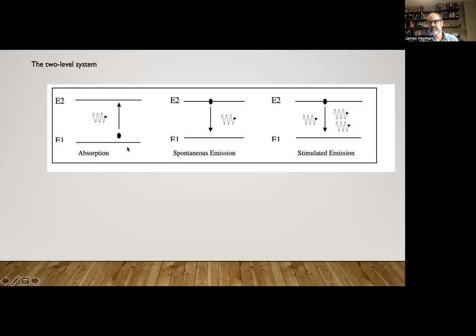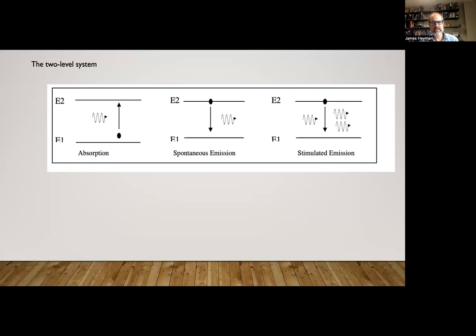Here's another way to look at these. We have our lower level and our upper level. We can make transitions between them through absorption, where the atom is excited from the lower state to the upper state by absorbing a photon. There's spontaneous emission, where the atom drops back down to the lower state and emits a photon. And there's stimulated emission, where a photon passing by disturbs the system and drives this transition from the upper state to the lower state, creating another photon. And in some sense, stimulated emission is absorption run backwards.